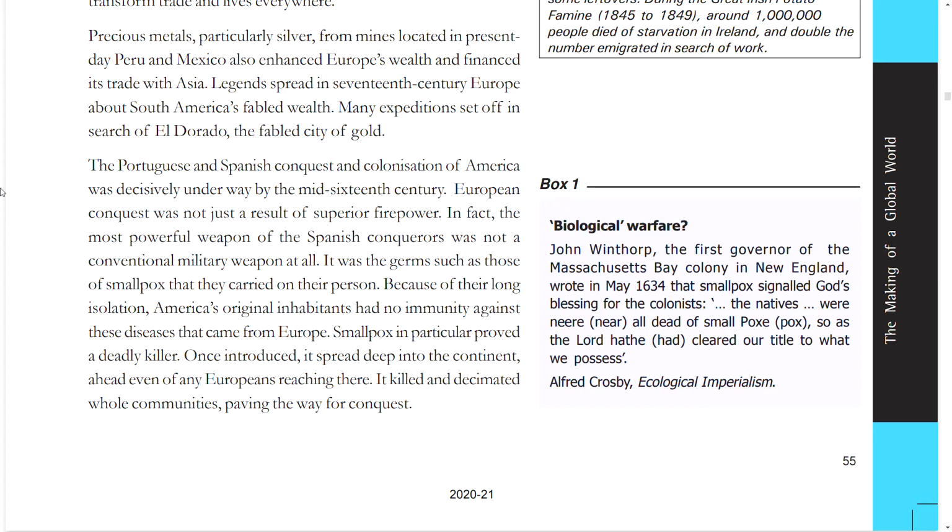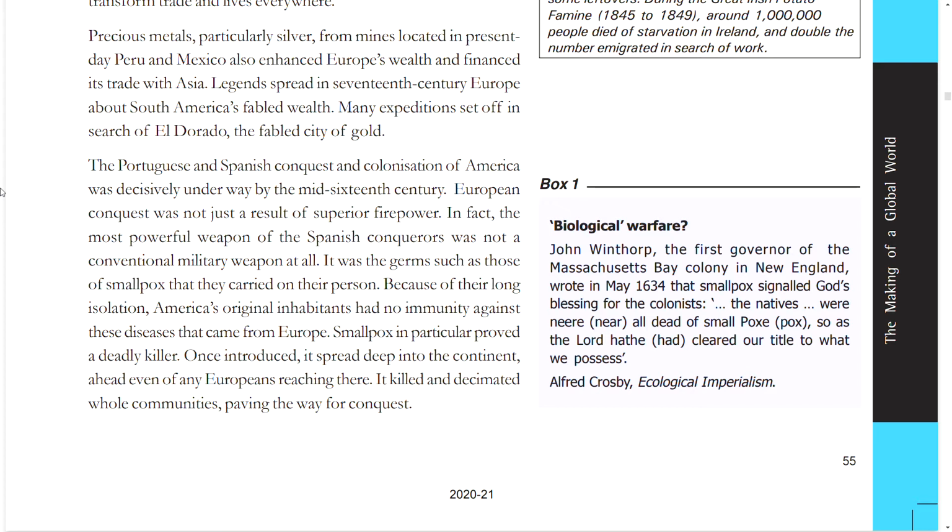Because of their long isolation, America's original inhabitants had no immunity against these diseases that came from Europe. The smallpox in particular proved a deadly killer. Once introduced, it spread deep into the continent, ahead even of any Europeans reaching there. It killed and decimated whole communities, paving the way for conquest.